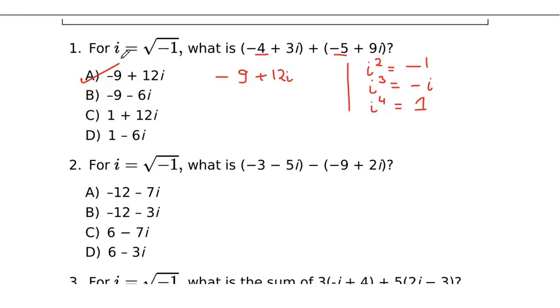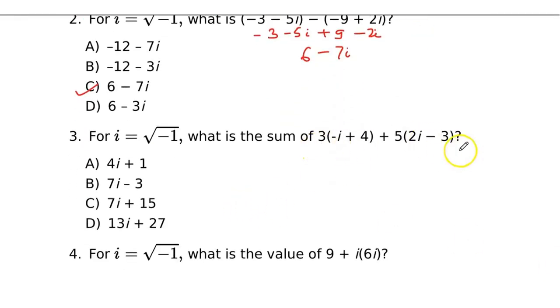Now for i equals the square root of negative 1, we have to find this. This would be negative 3 minus 5i plus 9 minus 2i. So here we have 9 minus 3, that is 6, minus, this would be 5 and 2, that would be minus 7i. So it's coming as 6 minus 7i.